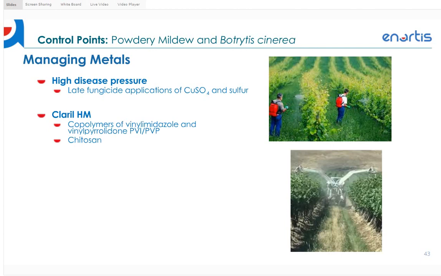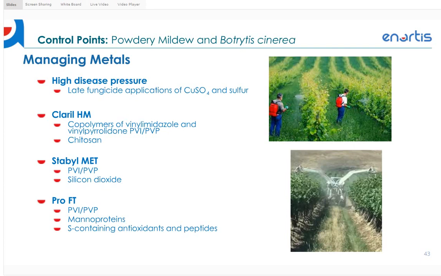Here at Enartis, we have some specific fining agents which have a high affinity for copper, and these are very important for removing copper as it's a catalyst in oxidation reactions in wine. So this fining agent is called PVI-PVP, and it can be applied in wine and juice, and it absorbs heavy metals and can help remove hydroxycinnamic acids and low molecular weight catechins, which participate in these browning reactions.